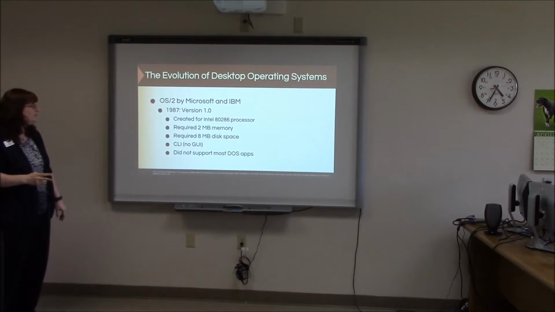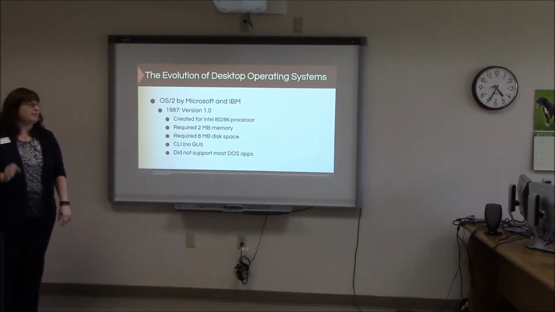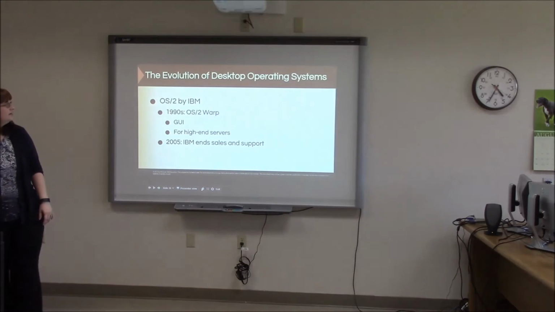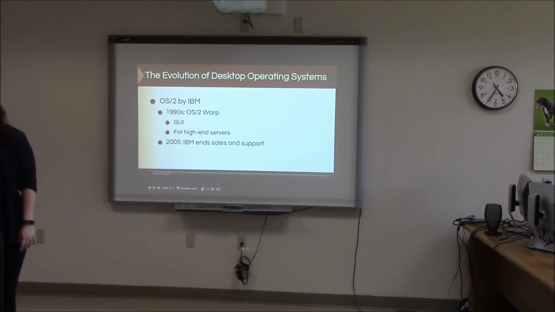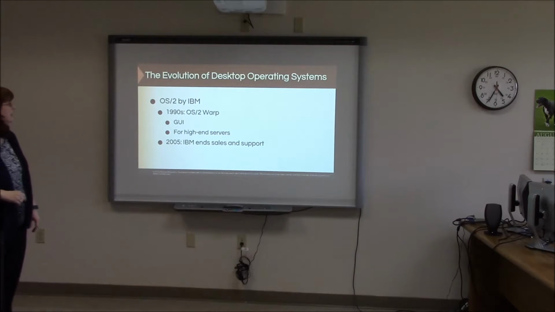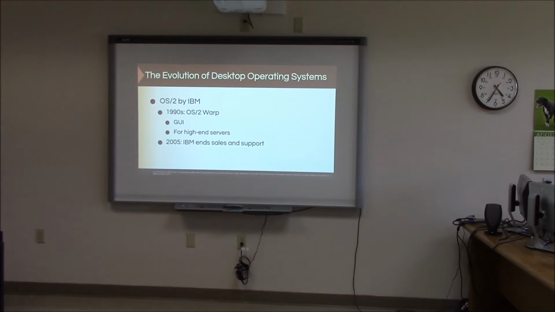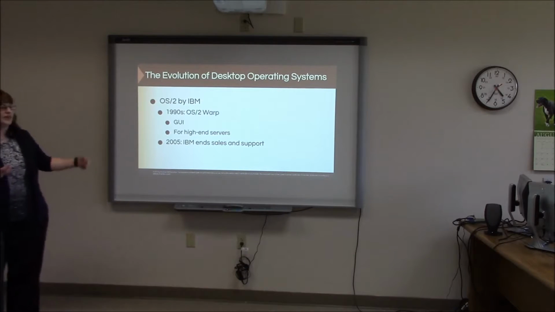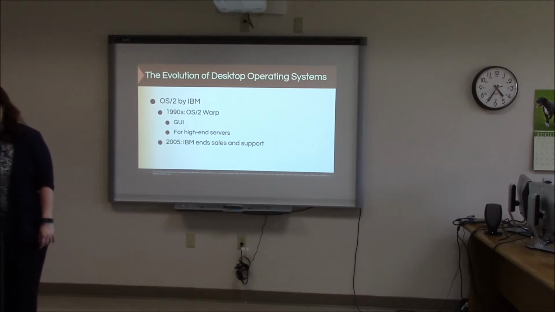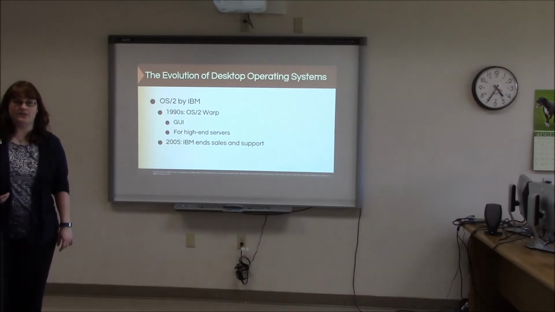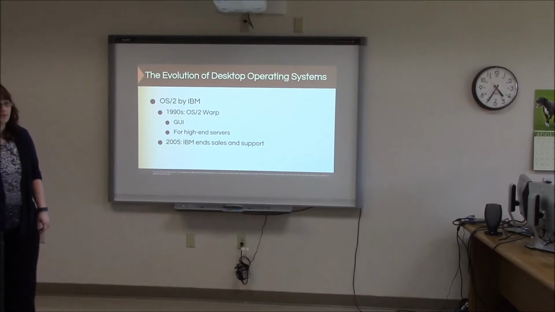It required 2 megabytes of memory. Megabytes, not gigabytes, megabytes. There was command line, and it didn't support a whole lot. People had to write applications specifically for OS/2 to work. So they had OS/2 Warp as their improved version. They targeted high-end servers and it ended up being pretty successful. But in 2005, IBM got out of the operating systems game. They stopped going for desktops and started going to the high-end server market. You might make the argument that because they closed shortly after that, it didn't work out too well. That's up to you.